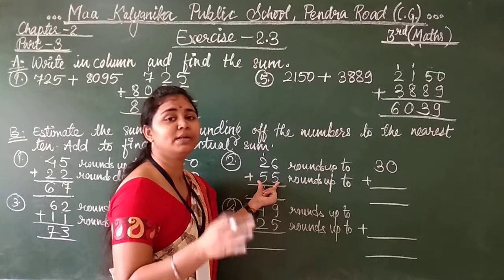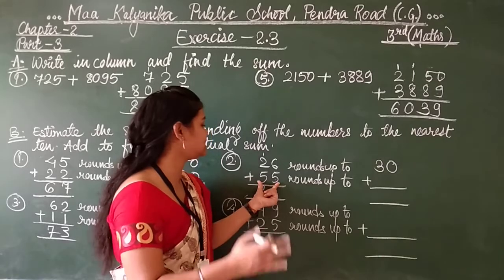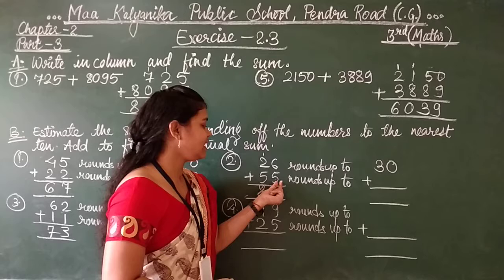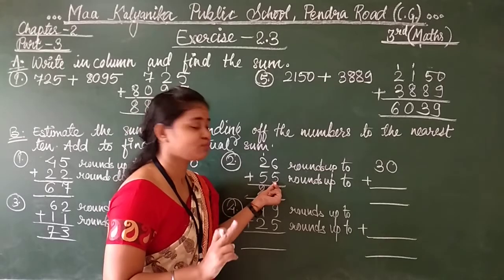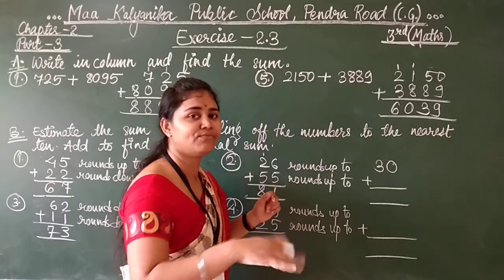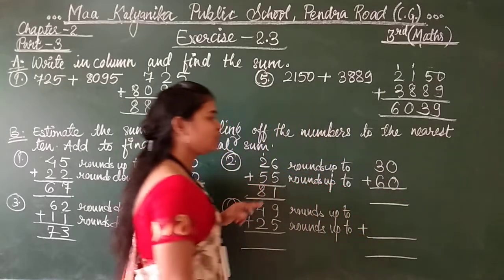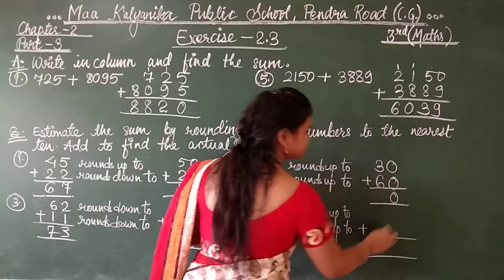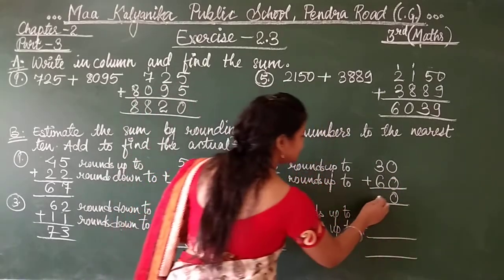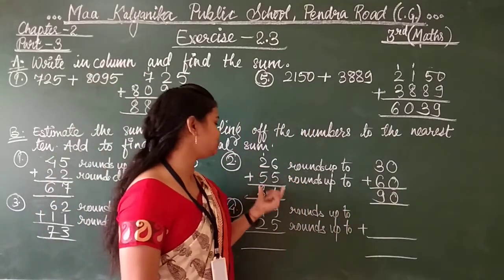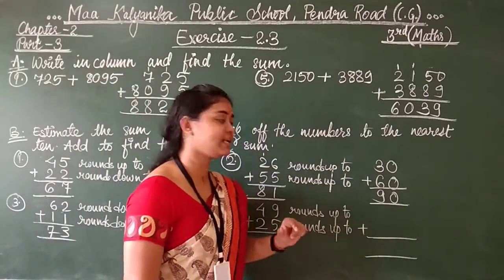Now 55, which range will it come in? 50 and 60. The one's place is 5, and 5 or above 5 moves to the next, so it will move to 60. So 0 plus 0 is 0, 6 plus 3 is 9. So here 26 plus 55 is 81, and this answer we are getting.